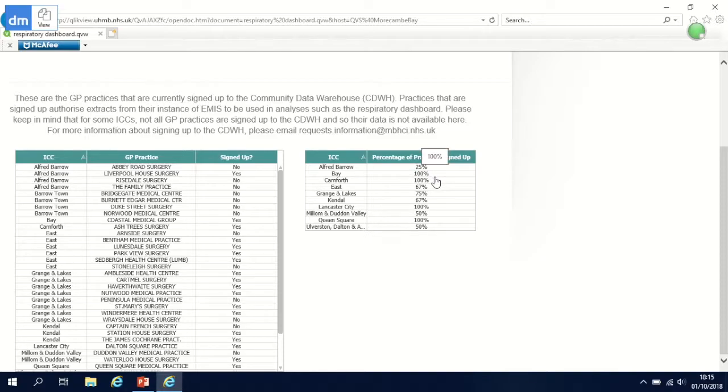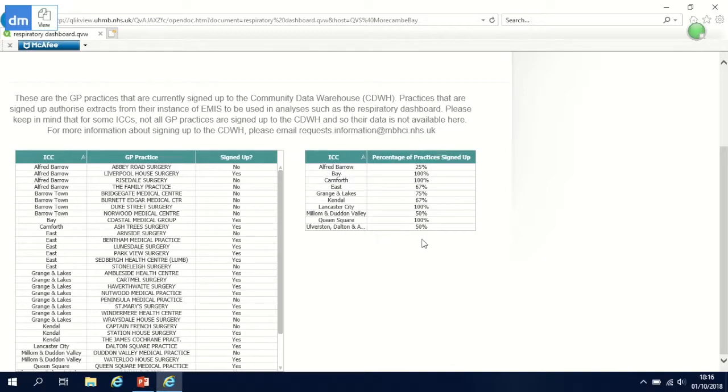The primary goal of this respiratory dashboard is to help support and inform the GPs and nurses with how they review, monitor and develop the service provided to their patients with respiratory disease. It will be backed up, of course, with resources and education from the MBRN.